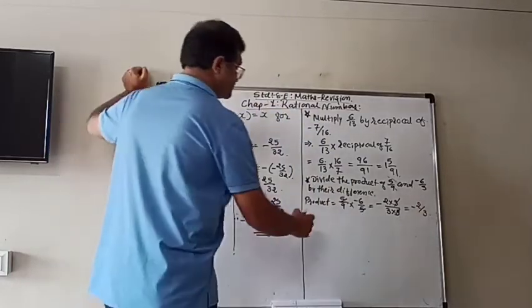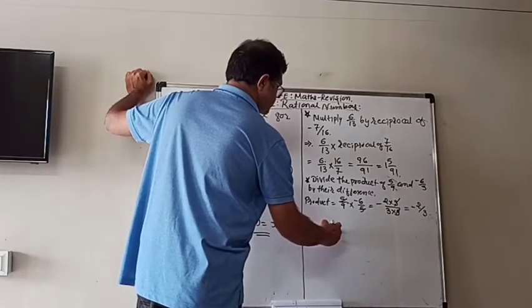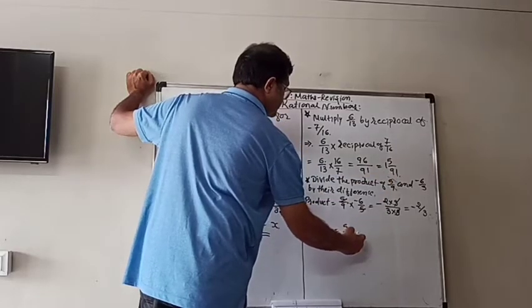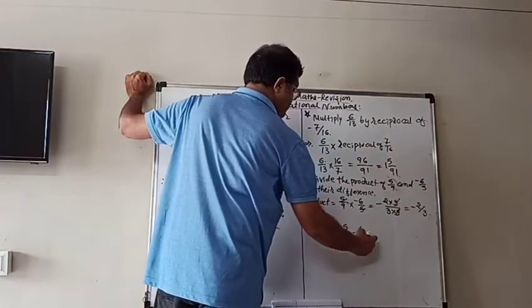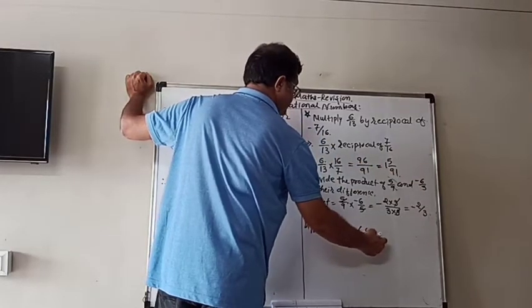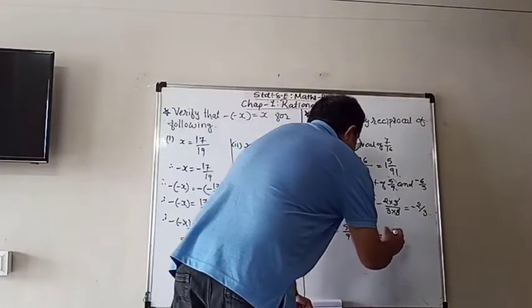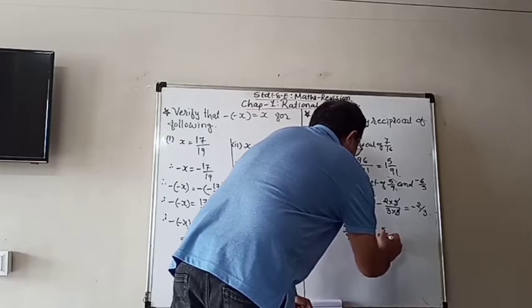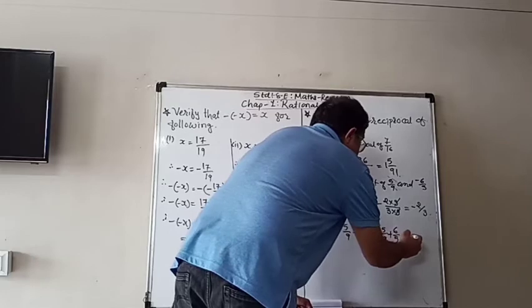Now difference means subtraction first. Means 5 upon 9 minus 6 upon 5. Minus minus will become plus. So it is equal to 5 upon 9 plus 6 upon 5.